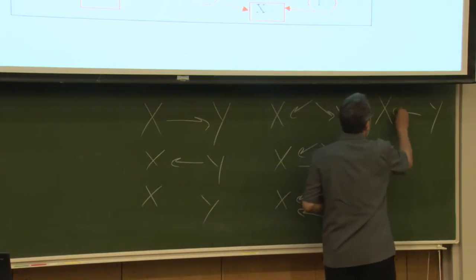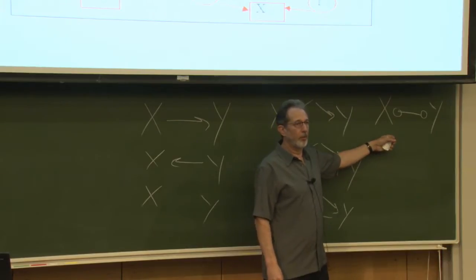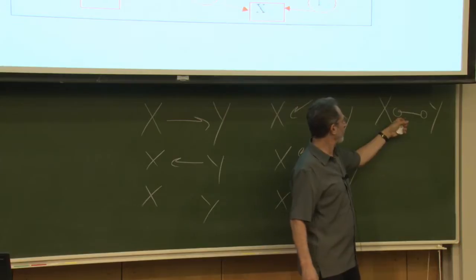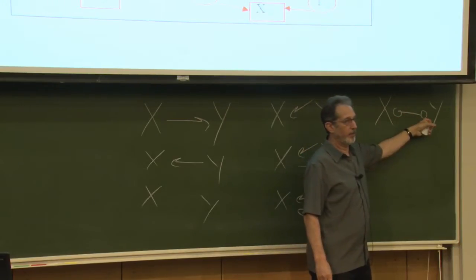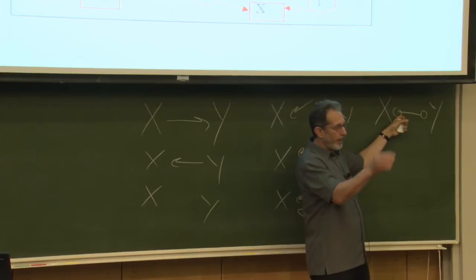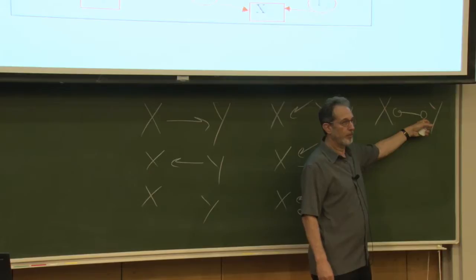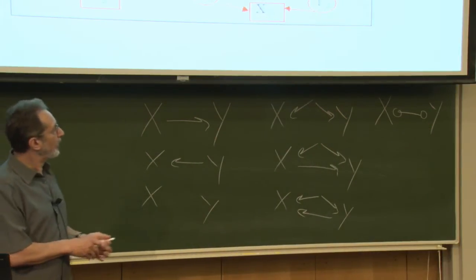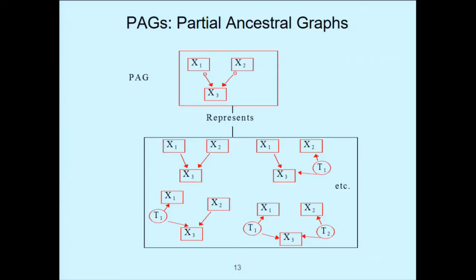And so that edge with a circle on both sides is the representation of total uncertainty about the orientation. We don't know what's going on this side of the arrowhead. We don't know what's going on that side of the arrowhead. So this represents could be out of or into. And this represents could be out of or into. Okay? Or even both. So if I look up there and I say, okay, this is the partial ancestral graph that represents an equivalence class.